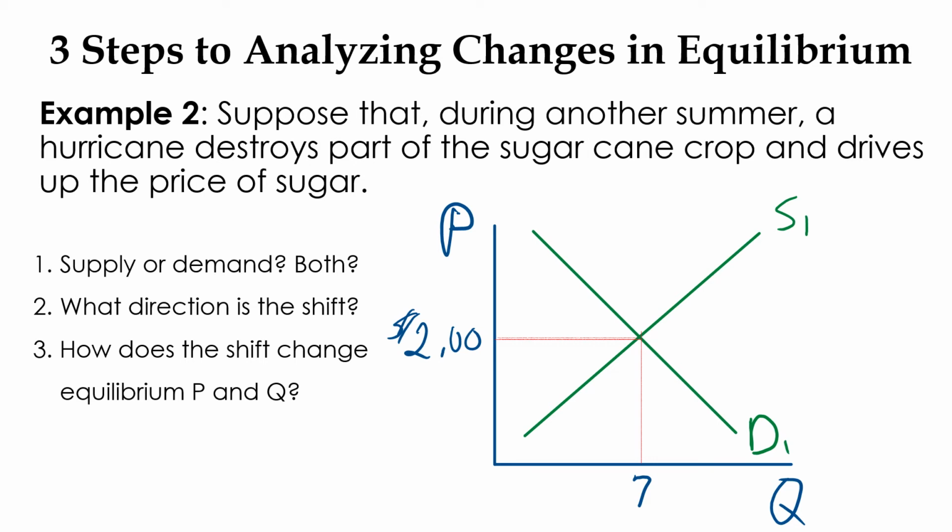But sugar is an input to the production of ice cream. So therefore, the supply curve is going to be affected. All right, so we know that the supply curve is going to be affected. Number 2, what direction is the shift? Input prices, the cost of producing ice cream has just increased. Does that make supplying ice cream more profitable or less profitable? Less profitable.